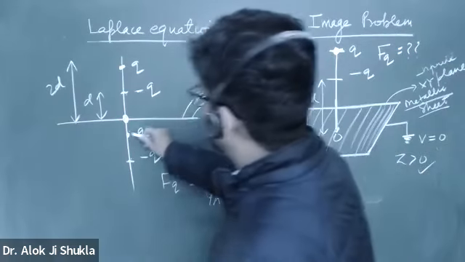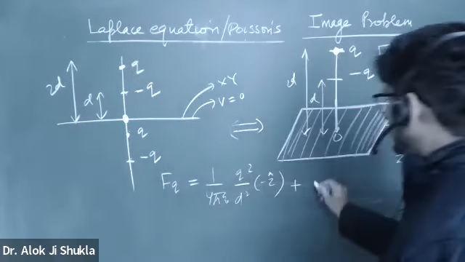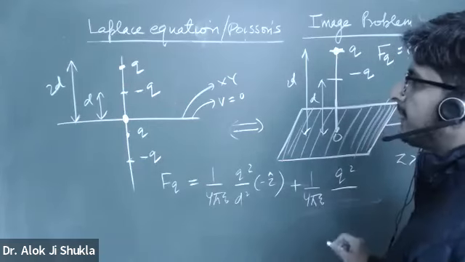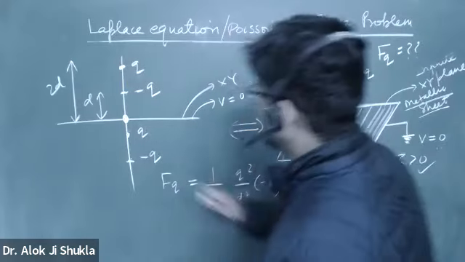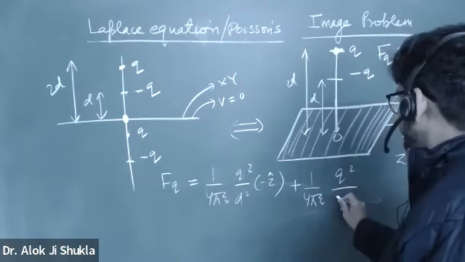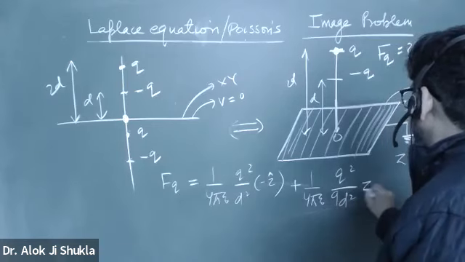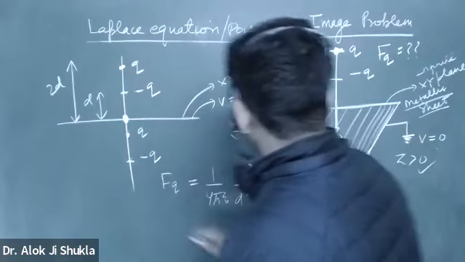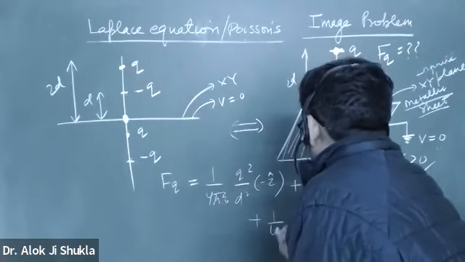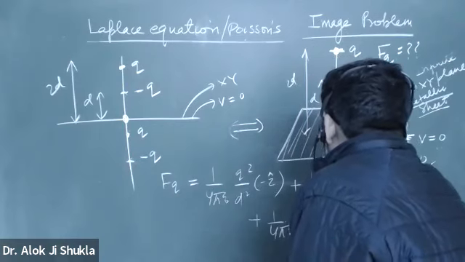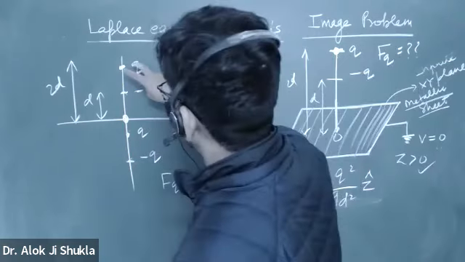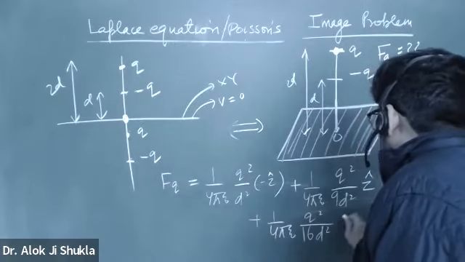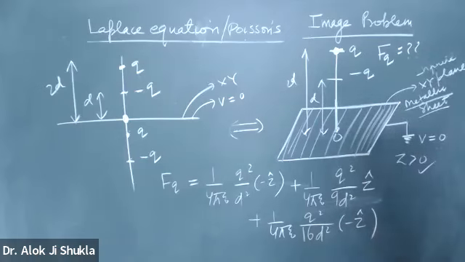So this will repel it: 1 upon 4 pi epsilon naught Q square by how much is this distance? 3D. So 9D square Z cap. Now this will also attract: plus 1 upon 4 pi epsilon naught Q square by how much is this distance? Total 4D. 16D square and attraction, minus Z cap. Add all this, this will be the net force on Q.